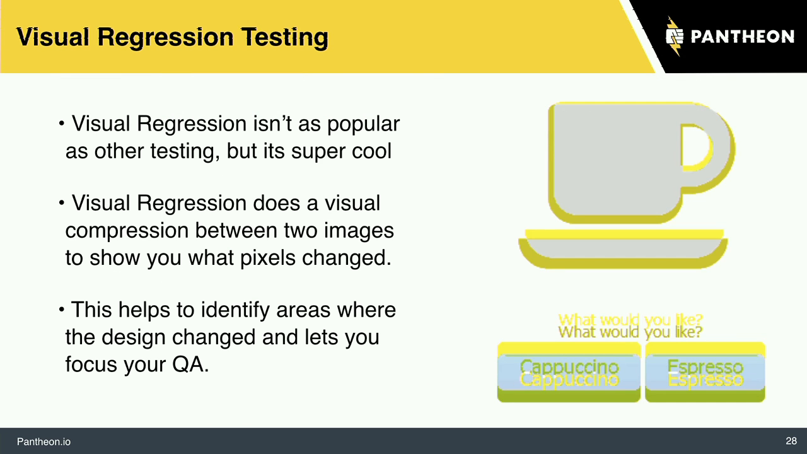So the last kind of testing I'll share, which maybe is the one that'd be most unfamiliar to folks in the room, is this concept of a visual regression test. It's not as popular as other tests. It's a newer kind of thing, but I think it actually can be one of the most helpful kinds of tests for a certain kind of development and testing process. So what visual regression testing is, is a before and after comparison between two different versions of a site.